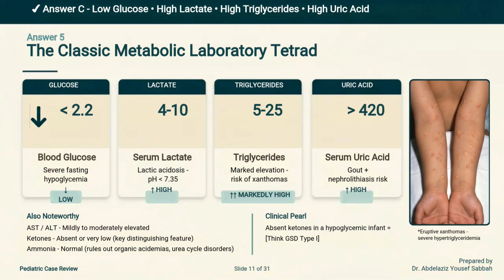A vital clinical pearl: ketones are absent or very low in these hypoglycemic infants. Absent ketones in a hypoglycemic infant should make you think of glycogen storage disease type 1. Ammonia is normal, which rules out organic acidemias and urea cycle disorders.